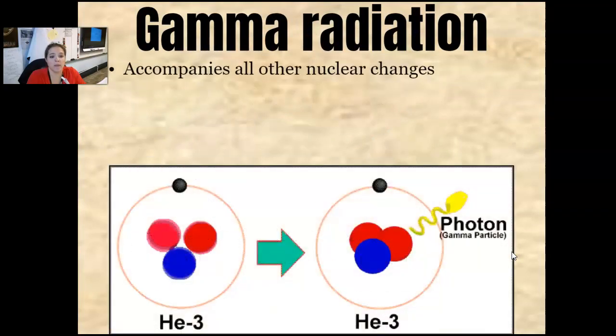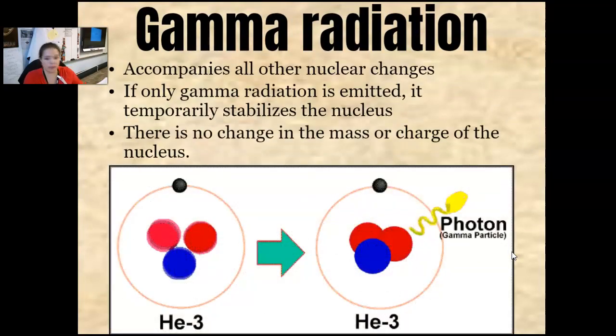All right, gamma radiation. This accompanies all the other nuclear changes. If only gamma radiation is emitted, it temporarily stabilizes the nucleus. And remember, that's what they want. They want to be stabilized. So there's no change in mass and no change in charge of the nucleus, because remember, there's no mass and no charge for a gamma.